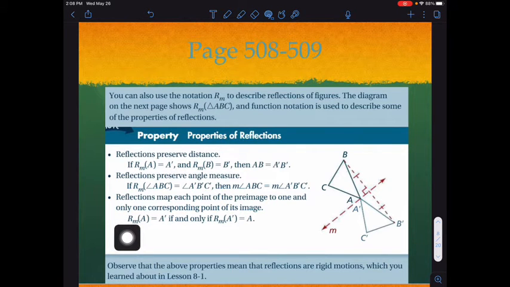So the reflection over line M of A equals A prime if and only if the reflection over line M of A prime equals A. Observe that the above properties mean that reflections are rigid motions, which you learned about in lesson 8.1.